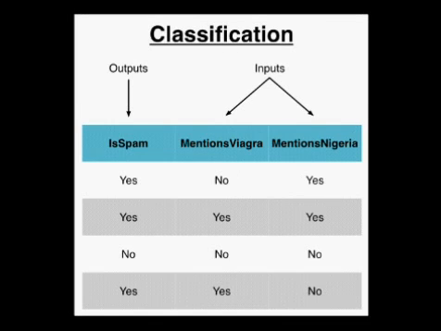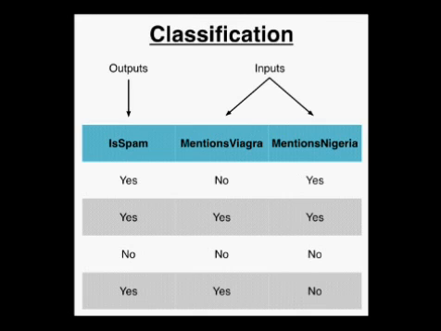This slide is our quintessential example of a classification problem, which is spam detection. Here you'll see on the left-hand side the outputs are categories, and the categories are just a simple Boolean which says, is an email spam or not? You can see that three of them are spam, and the third row is not spam.